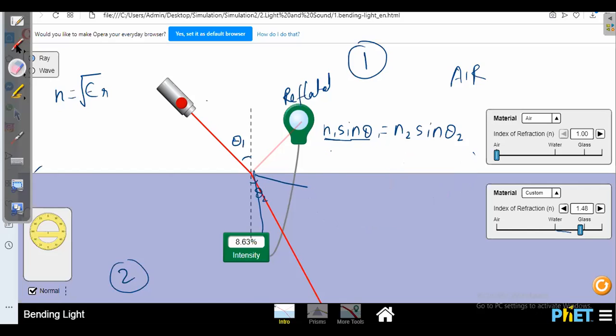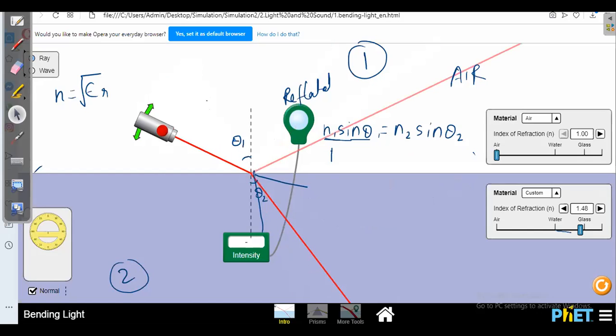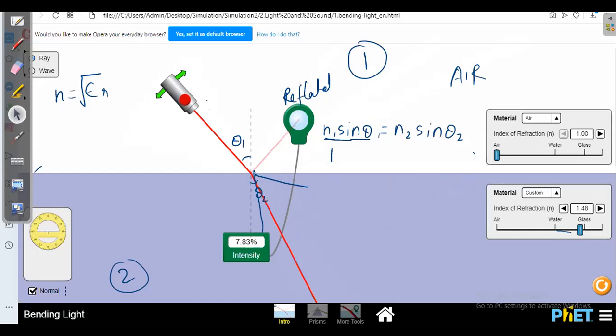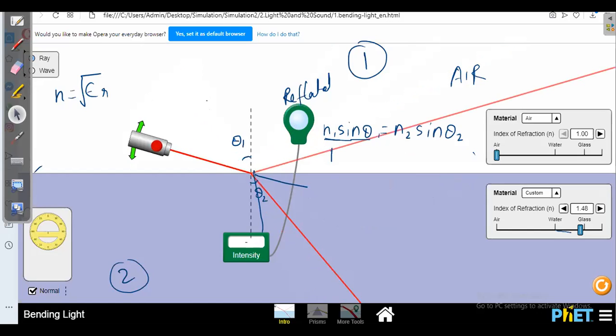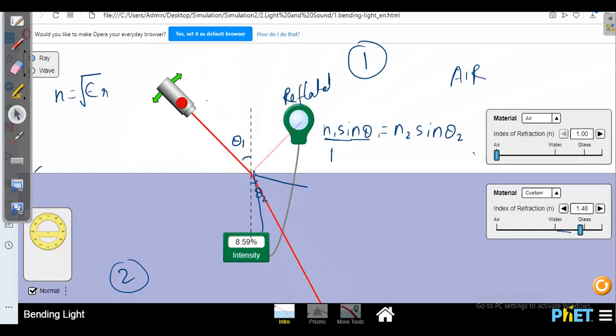I know my n1 is 1. I am at some theta, and this theta also I can vary. This is not fixed; I can vary it in any way I want. This incident angle also I can vary and observe the nature of what is happening. It can be like this, or it can go like this, anything. Now I am keeping it at some angle.